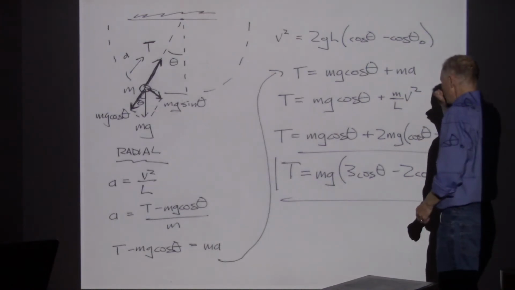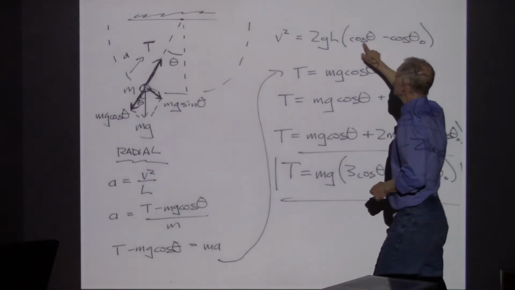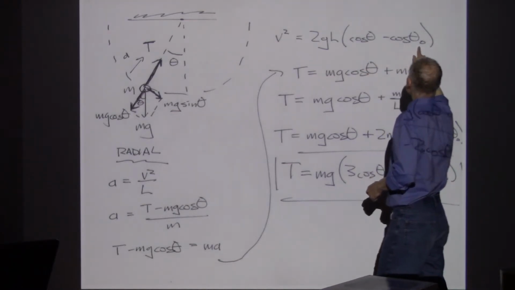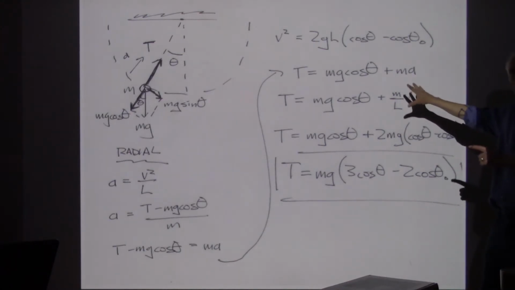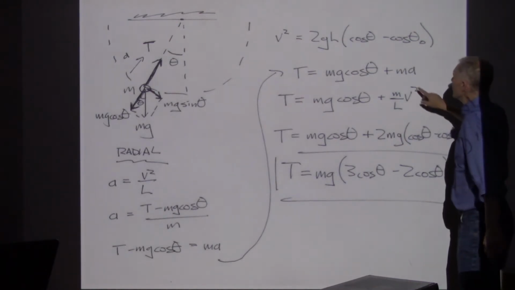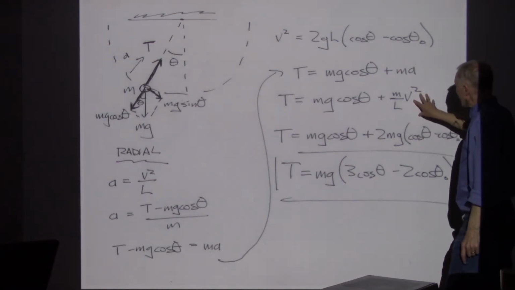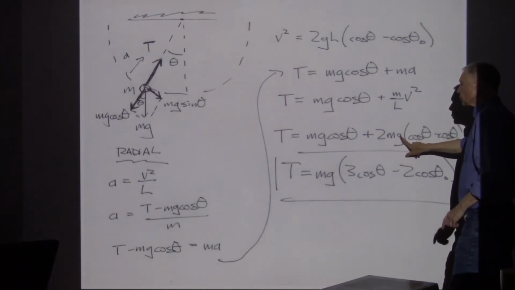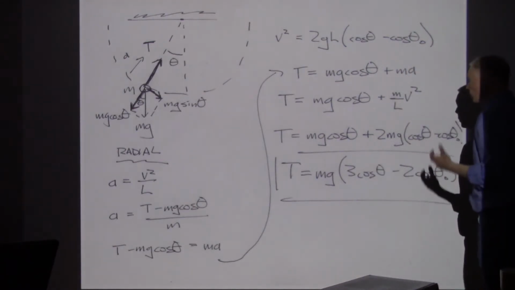Let's see. On the previous page, we had derived this formula that the speed squared was given by 2gL, cosine theta minus cosine theta naught. And what we can do is take the v squared that we ended up with here and add that in. So that's what I've done here. I took the 2gL, substituted that in. When I did that, notice that the m over L v squared becomes 2mg. Well, that's handy because the tension term over here has mg also.